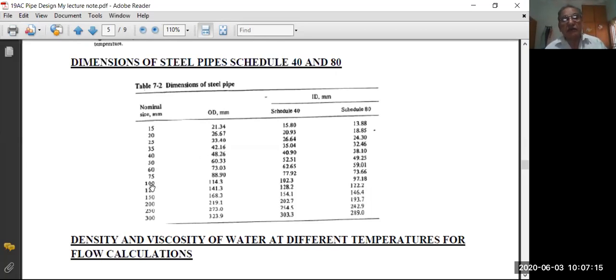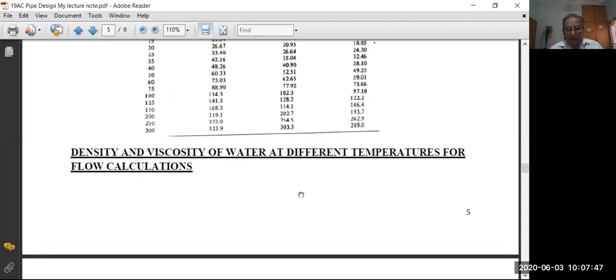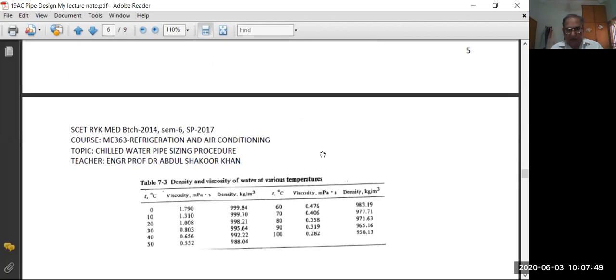So here a 100 mm nominal diameter pipe will have an outer diameter equal to 114. So the outer diameter is the same, but the inner diameter is different for schedule 40. For schedule 40, the inner diameter is 102.3 mm, but for schedule 80, the inner diameter is 97 mm. Why? Because the thickness of schedule 80 pipe is higher than the thickness of schedule 40. The outer diameter remaining the same, the inner diameter will change because of thickness. So you find out the inner diameter from this table depending on the schedule of the pipe.